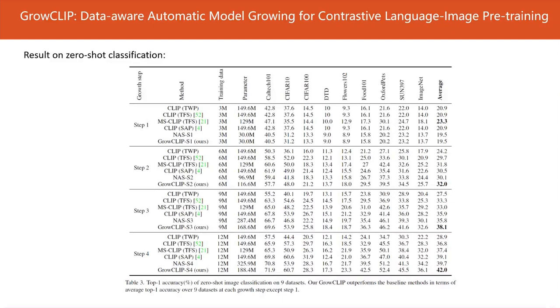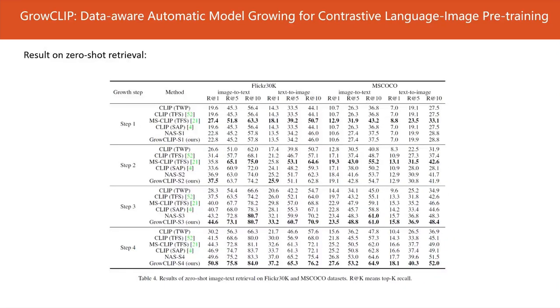The CC12M is randomly divided into 4 subsets. We select one subset as the training set for the first growth step and add one subset to the training set at each subsequent growth step, such that there are a total of 4 growth steps in our experiments. Our model outperforms the baseline methods in terms of average top-1 accuracy over 9 datasets on zero-shot classification at the last 3 growth steps, where the parameters grow from 30.0M to 188.4M.